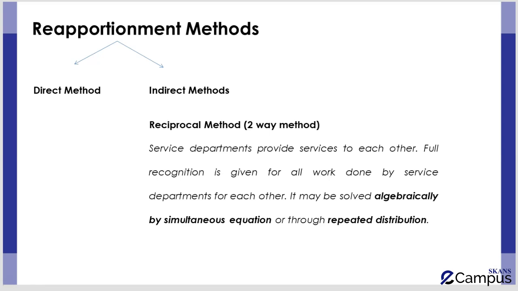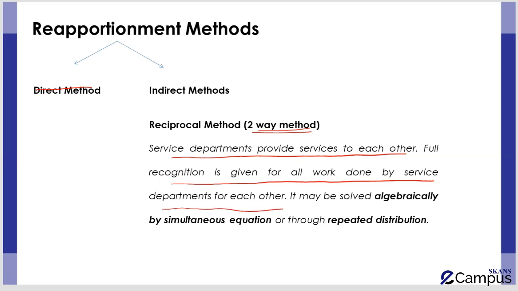Whereas the reciprocal method, which is also known as the two-way method, is used when service departments provide services to each other. Full recognition is given for all work done by the service departments for each other. It may be solved algebraically by simultaneous equations or through the repeated distribution method. It means if we have two service departments, stores and maintenance, it is a situation when stores give service to the maintenance and the maintenance is also giving service to the stores. In such situations, we prefer the reciprocal method.